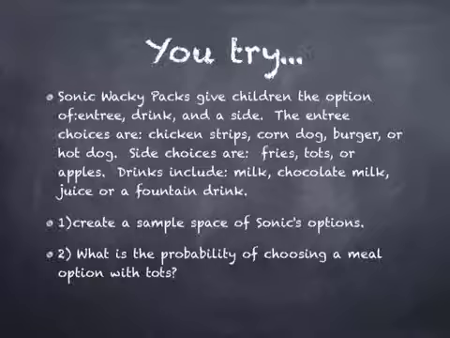So now it's time for you to try. Sonic makes wacky packs for children, and they give them the option of choosing an entree, a drink, and a side. The entree choices are chicken strips, corn dog, burger, or hot dog. The side choices are fries, tots, or apples, and the drink choices are milk, chocolate milk, juice, or a fountain drink.